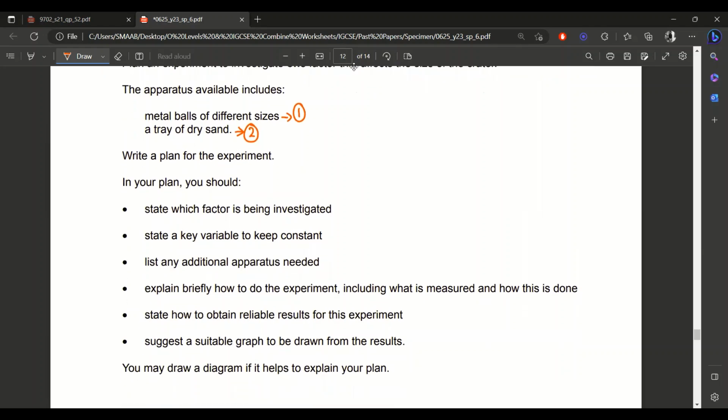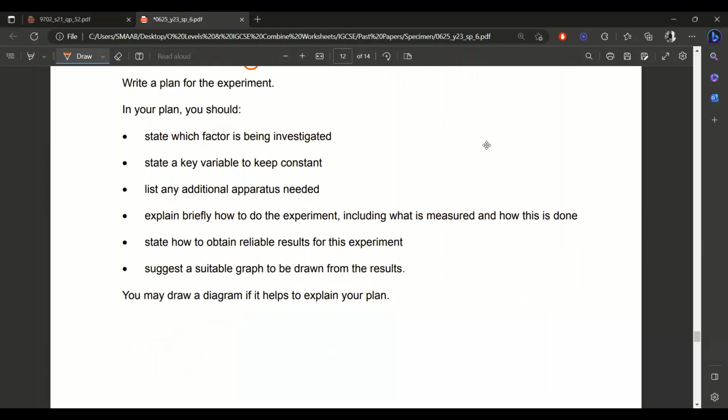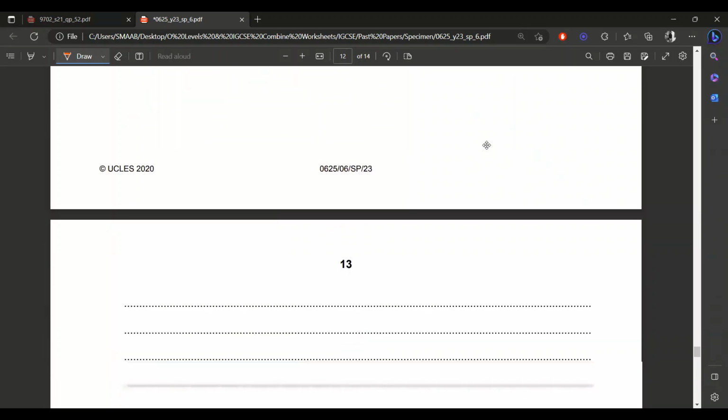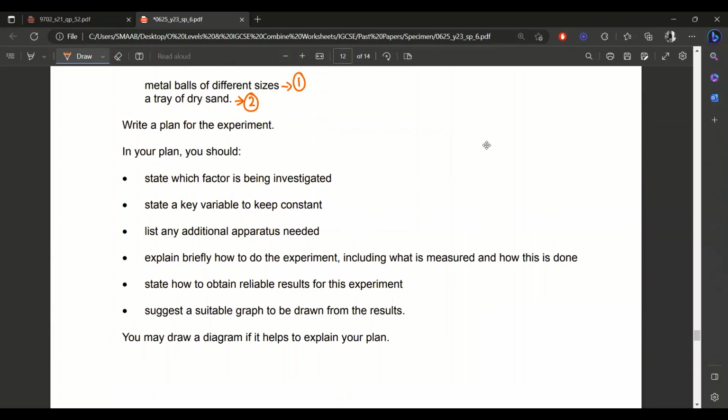So now we just need to use a little bit of imagination and then plan the experiment. In your plan, you should state which factor is being investigated, state a key variable to keep constant, list any additional apparatus needed, and explain briefly how to do the experiment, including what is measured and how this is done. You may draw a diagram if it helps to explain your plan. The diagram is not compulsory, but you may draw one if it helps.